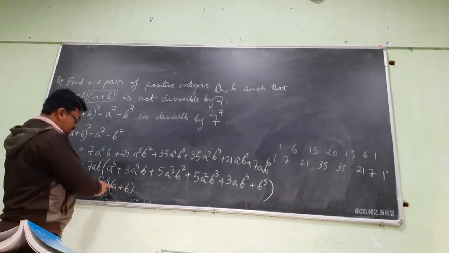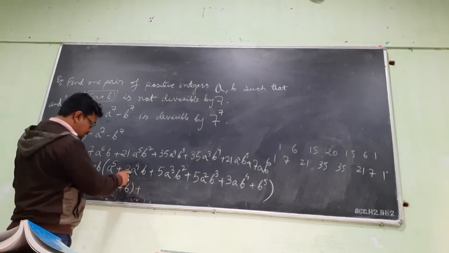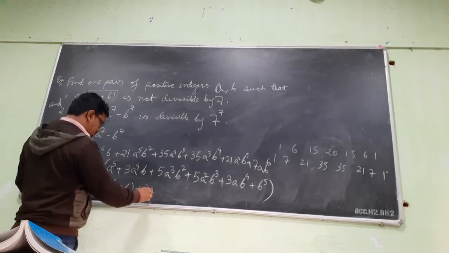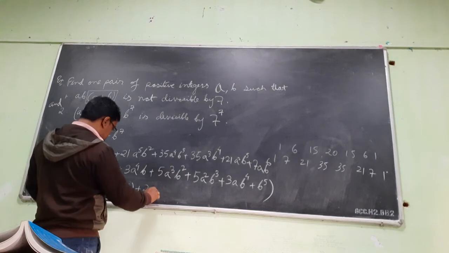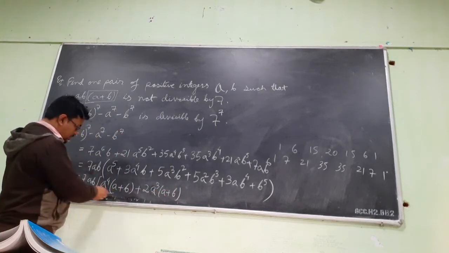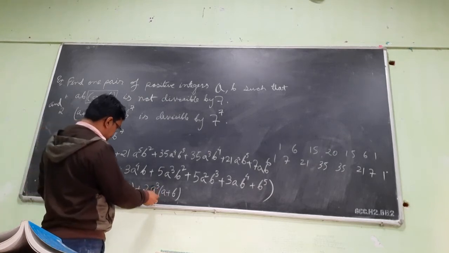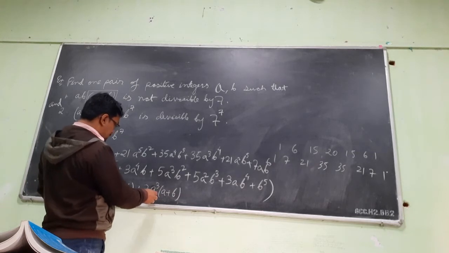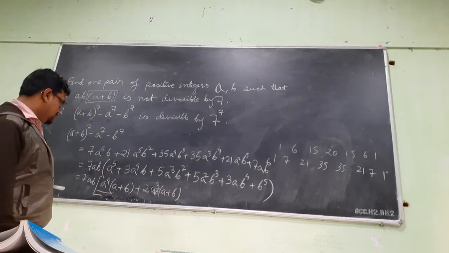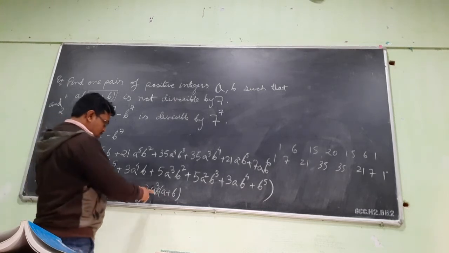So if I write it this way, plus again 3 is left. So I put something like 2 a cube into a plus b. You see, a to the power 5 plus a cube b into a plus b. So this is 3 a to the power 4 b. It's taken care of. What is left?